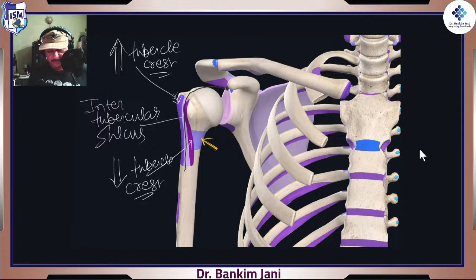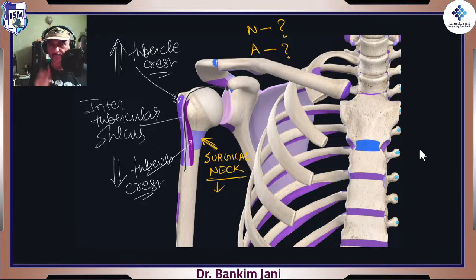This is the surgical neck, right? It is the surgical neck. That surgical neck is associated with one nerve, and I'll be happy if you can also say the blood vessel, the artery, which is associated with the surgical neck of humerus. Which nerve and which artery is associated with surgical neck of humerus? You should be able to.